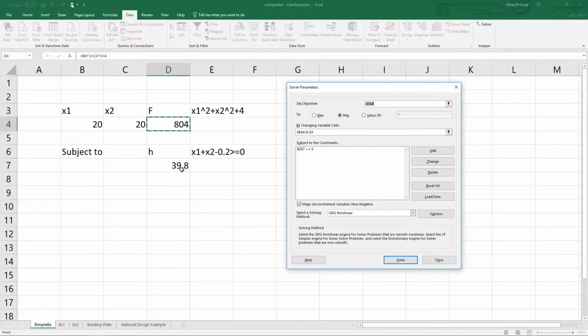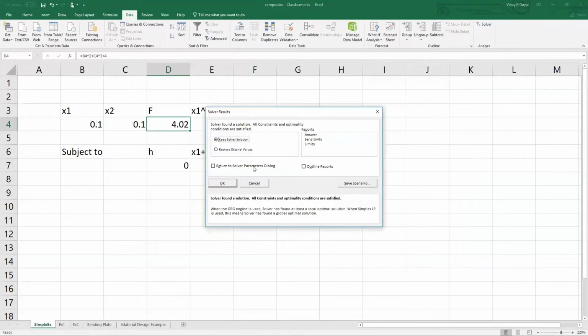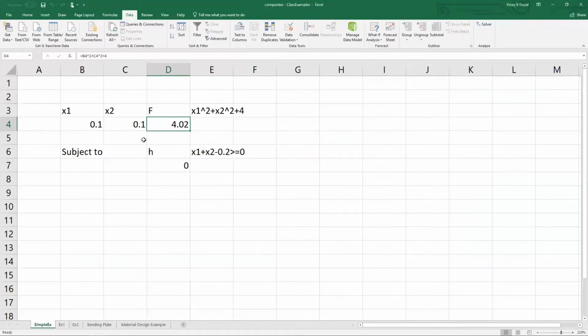And then now what we're going to do is hit solve, and hopefully you can see there that it got to that minimum value of 4 by selecting 0.1 and 0.1, just like we did right now. And this shows that the inequality constraint is satisfied exactly. We're right against that inequality. That constraint is active, is what we're trying to say.